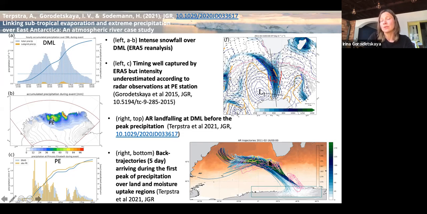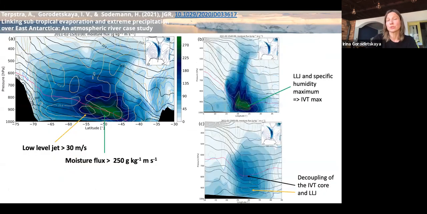And then we have the moisture uptake here in the contour lines. They're showing the moisture uptake right in the subtropics, and there was some local contribution of the moisture uptake as well, but the majority of the moisture was coming from the subtropics. So this event is really linking the subtropical evaporation to the precipitation in Antarctica.